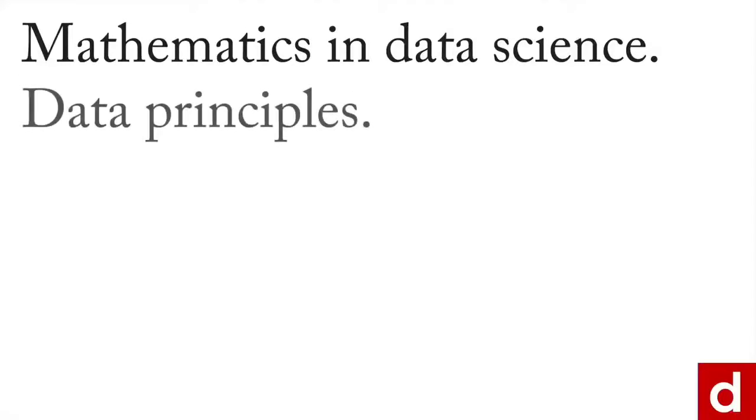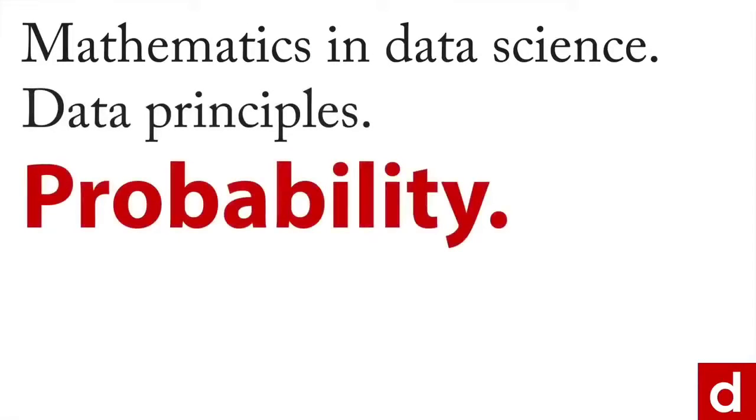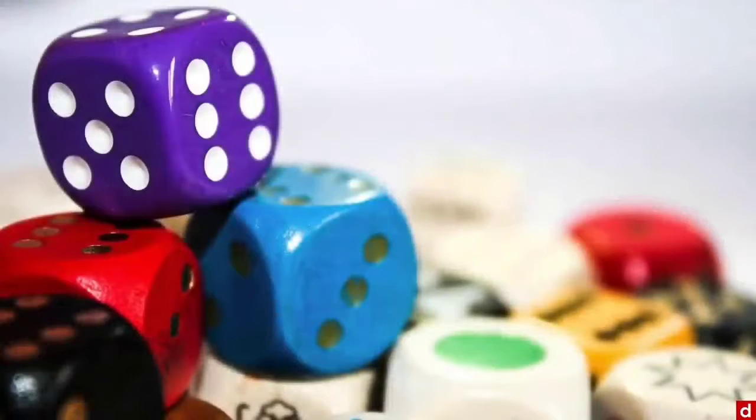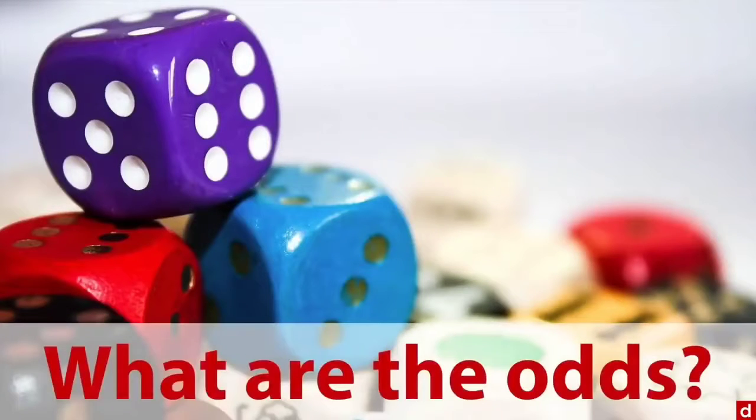A really important element of mathematics and data science, and one of its foundational principles, is probability. One of the things that probability comes in intuitively for a lot of people is something like rolling dice or looking at sports outcomes. And really the fundamental question, what are the odds of something? That gets at the heart of probability.